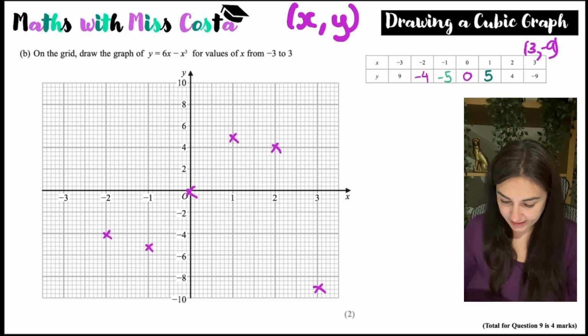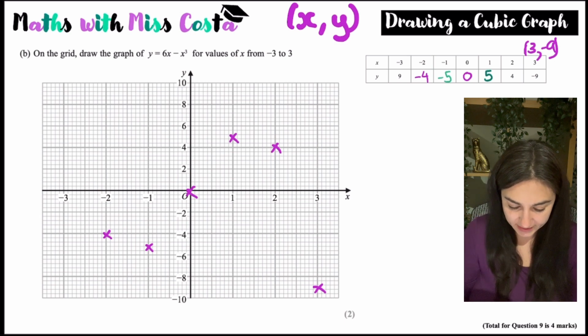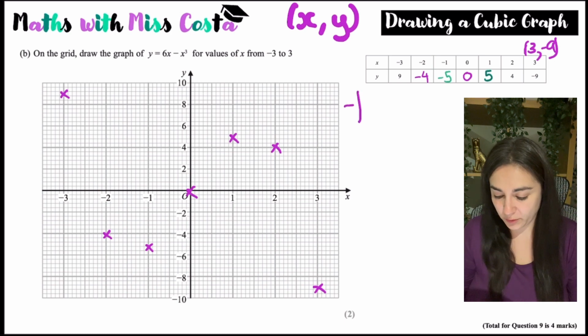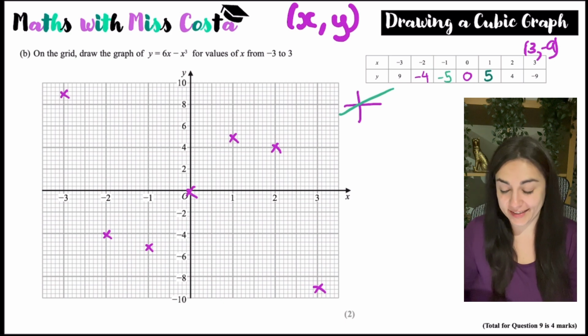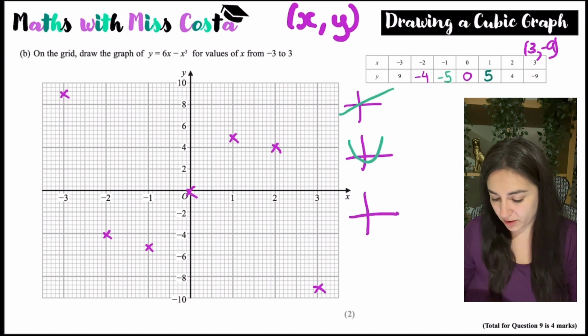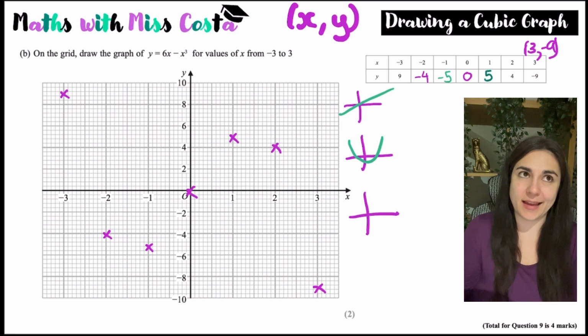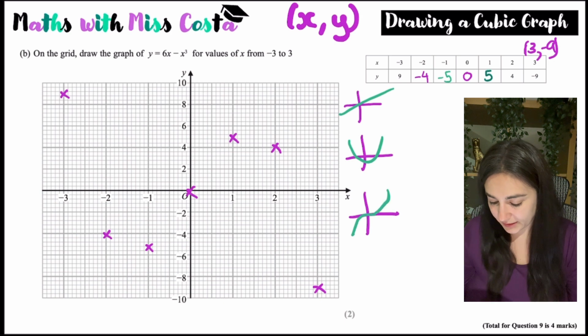And -3, 9. Okay, so as you can see, this isn't a straight line graph, and neither is it a quadratic. Just a quick recap: if it was a linear graph, it would look like a straight line. The key thing is it has to be straight. If it was a quadratic, then there's going to be that line of symmetry, so it looks something like that. But a cubic graph kind of does its own thing, because when you cube numbers, they can become negative. So it looks something like this.